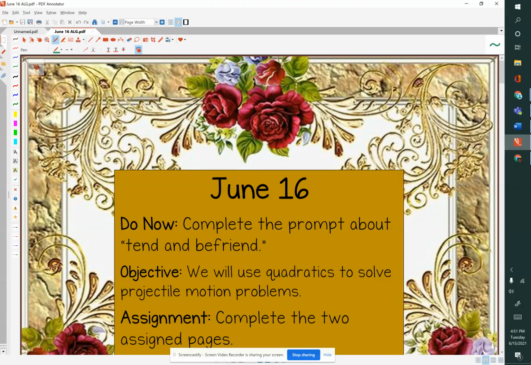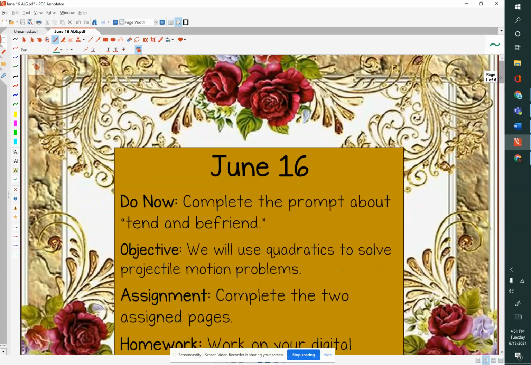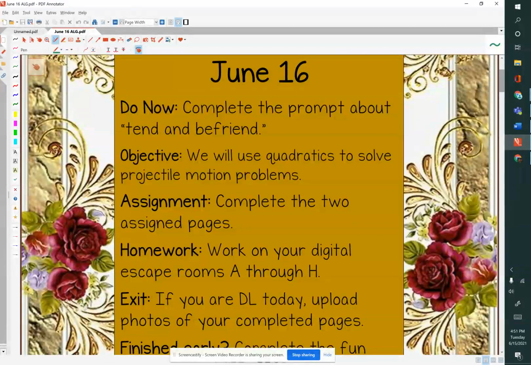Today, we're going to talk about some projectile motion problems. We have a do now prompt first. I'd like you to start with that. And then we'll do those projectile motion problems. And our assignment is the 2 pages, as you'll see.